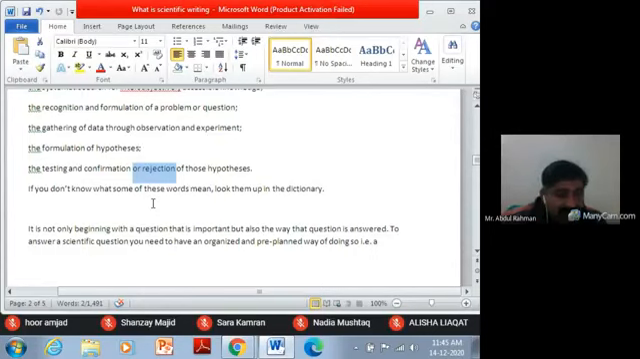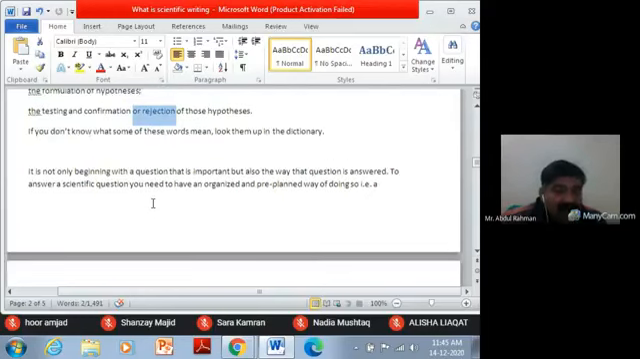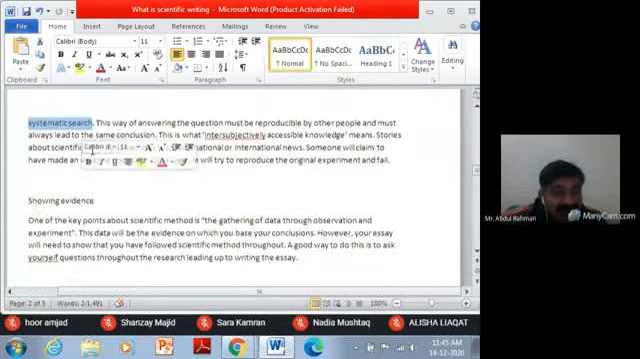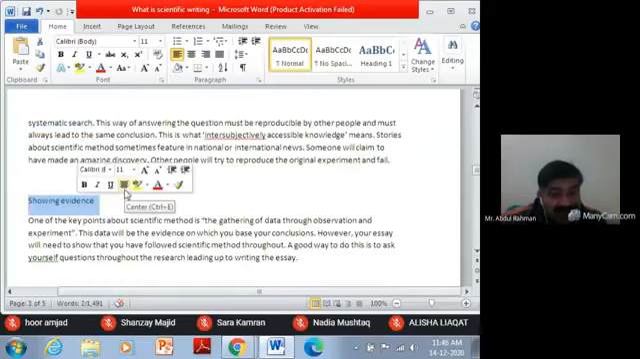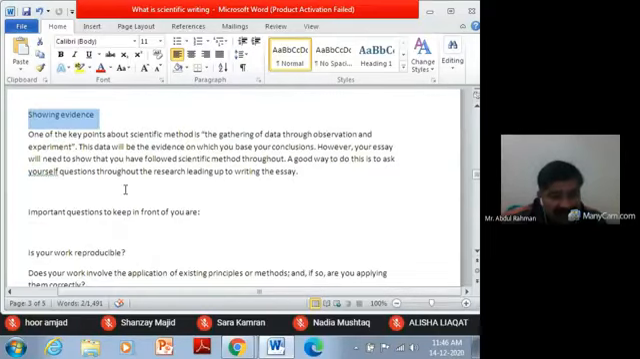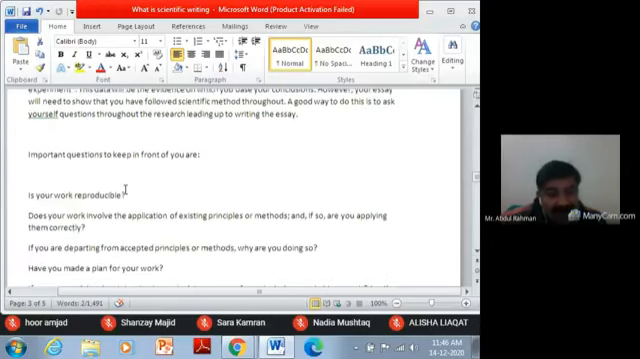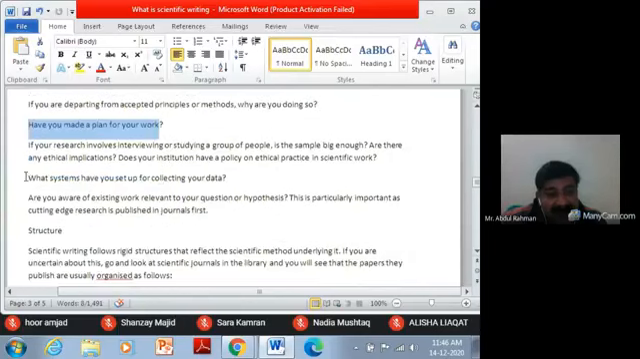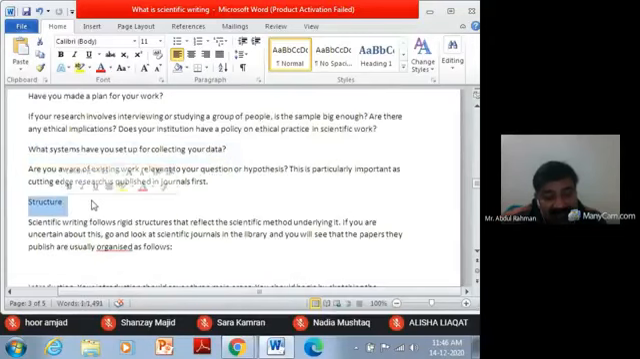And for every scientific writing, you need to have a roadmap. That roadmap will be systematic research, showing the evidence, to collect the data. Definitely, there are several questions that you keep. First of all, is your work reproducible? Can you reproduce it? Have you made a plan for your work? Or what systems have you set up for collection of the data? These are the basic questions.